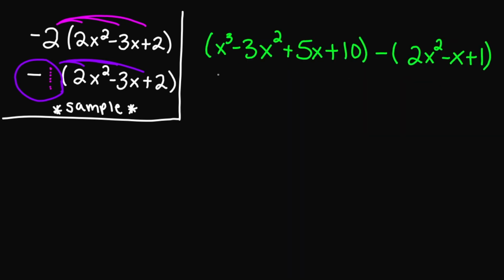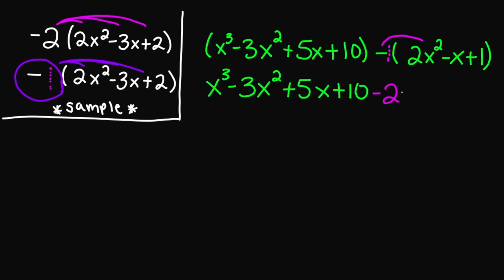So let's look at this example. I'm going to clean this up a little bit. I'm going to write x cubed minus 3x squared plus 5x plus 10 minus, we have our negative 1. I'm going to distribute negative 1 times 2x squared. This is going to give us negative 2x squared. Negative 1 times negative x, this is going to give us a positive x. And then we have negative 1 times 1. This is going to give us a negative 1.